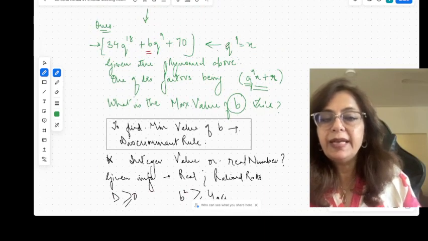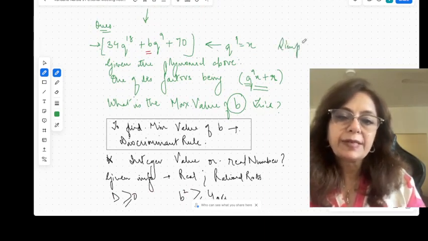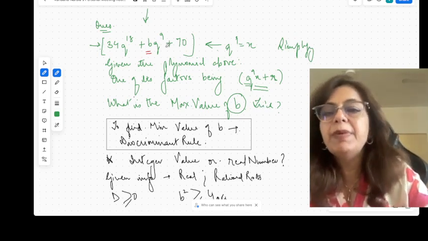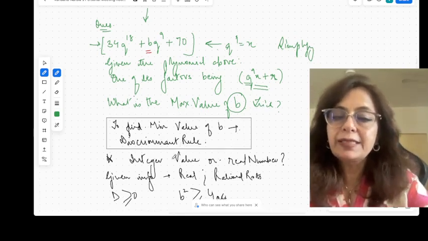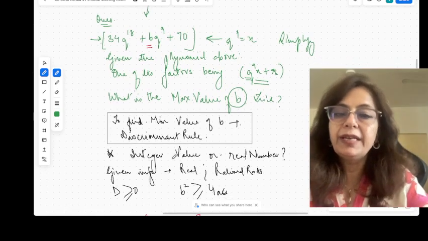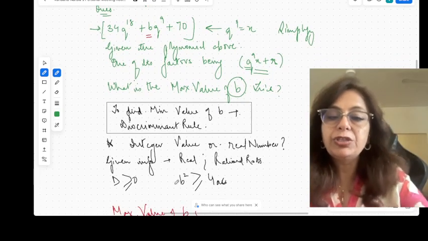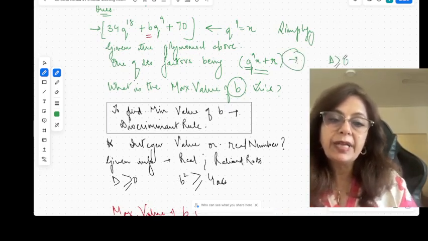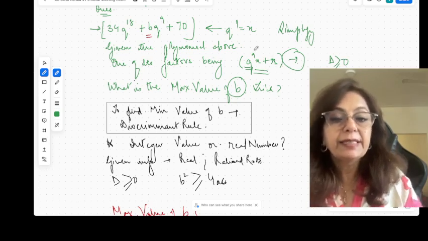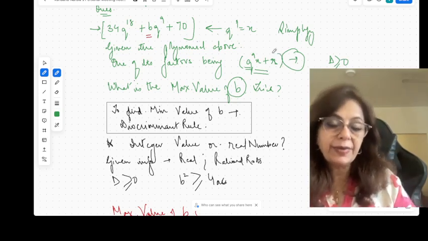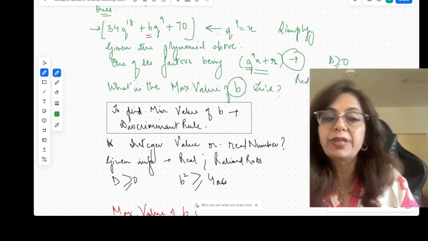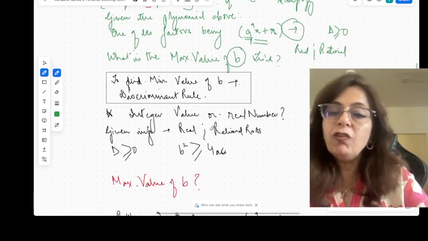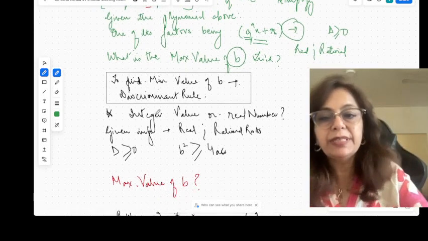We can do this, correct? Just to simplify it. Now, if they had asked you what's the minimum value of b, a simple discriminant rule can be applied to the same, and you can get the minimum value of b using the logic that when there is a factor, then D is greater than or equal to 0. And when I say factor, I mean to say that since q and r are given as real numbers, it's a real and rational root that we're talking about here. Now, minimum value of b is relatively easy to find using the discriminant rule.